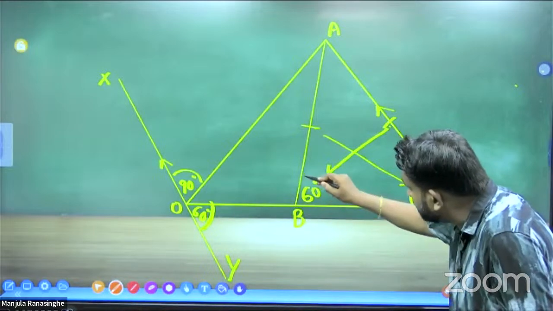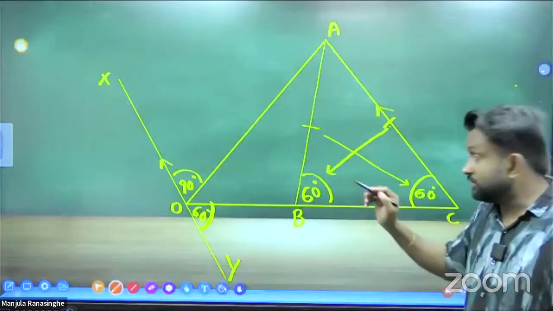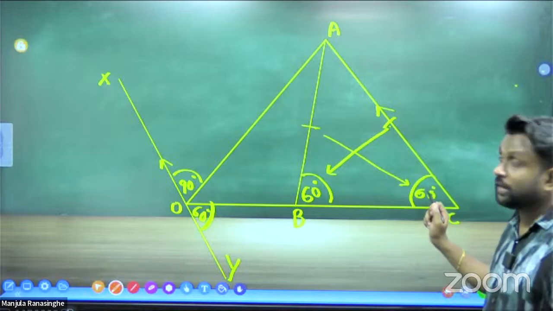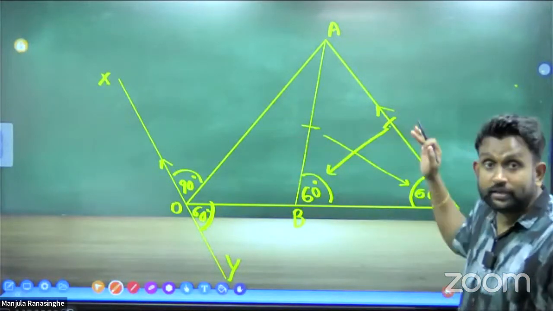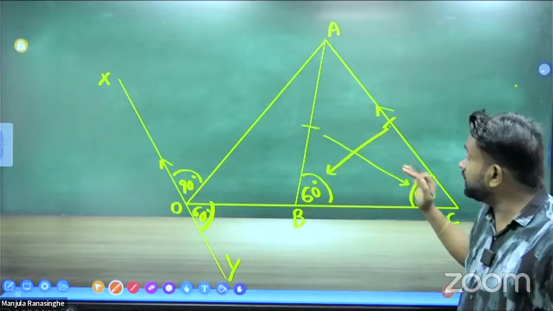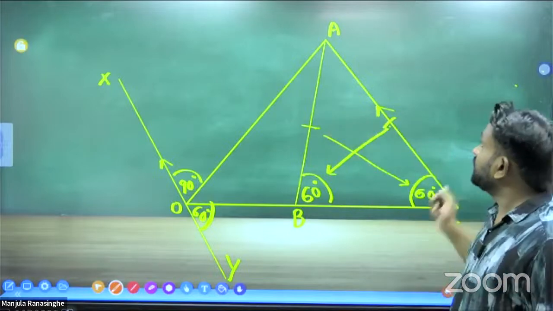So here 60 degrees. What is the reason? AB equals AC, then this is 60. So this is the path. This is equal to this one, 60. Why? XY is parallel to AB, alternate angles. Alternate angles since XY is parallel to AB. Then here equals here, since it is an isosceles triangle, AB equals AC.